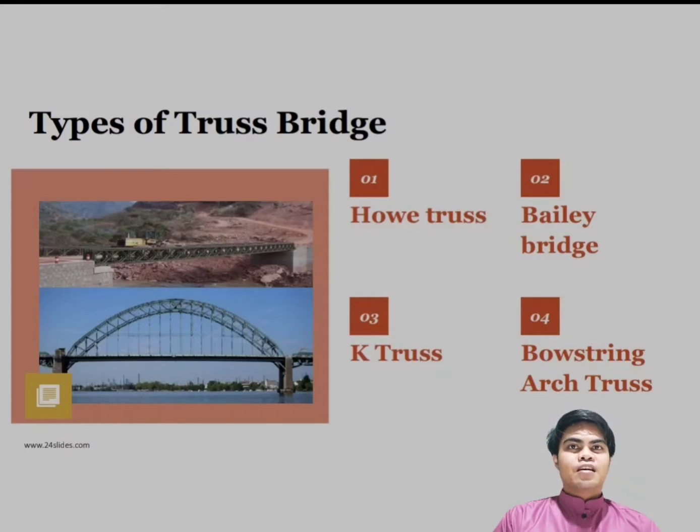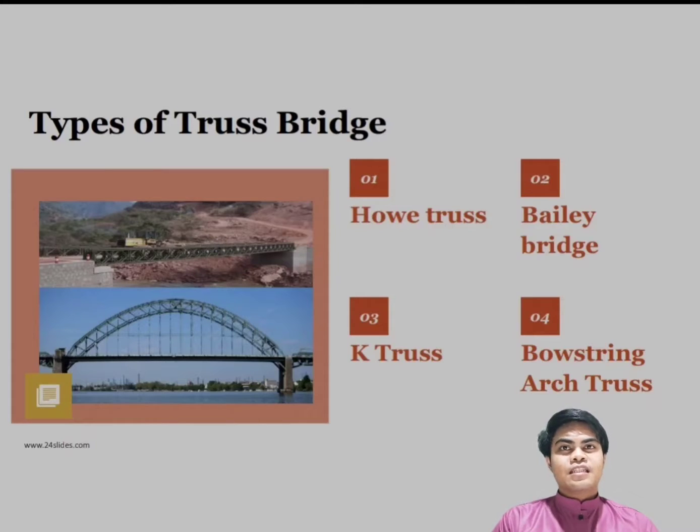And secondly is the Bailey bridge. This bridge is normally utilized to cover obstacles by military tanks and other equipment. It can be constructed without the need of heavy tools or machinery. And then the K-truss. The bridge design is complex and the construction requires extensive use of heavy equipment. The bridge elements under tension are reduced in number.